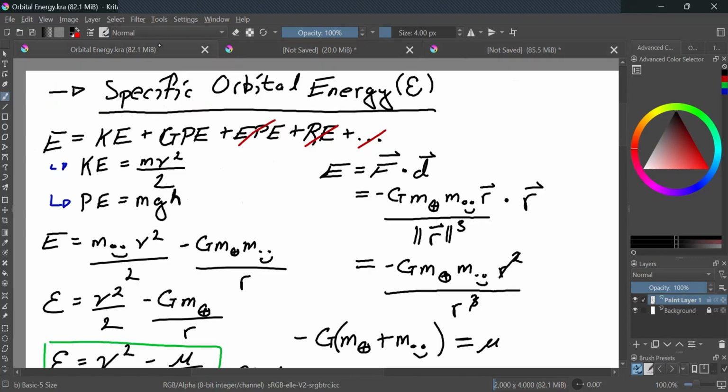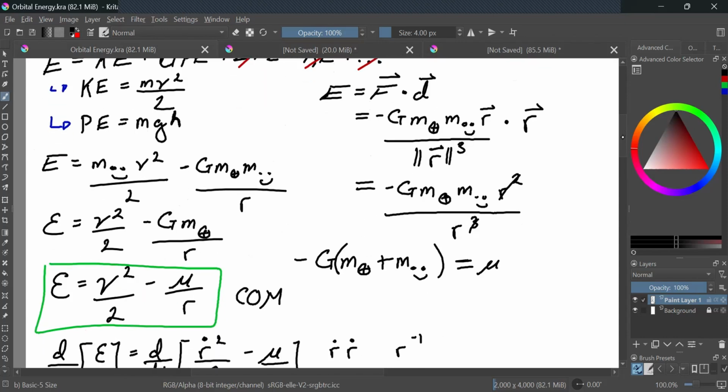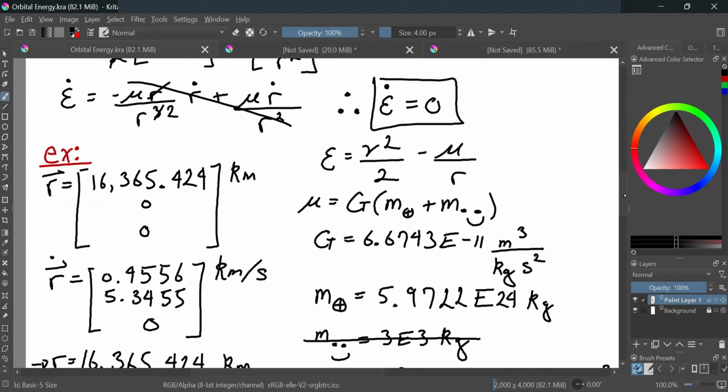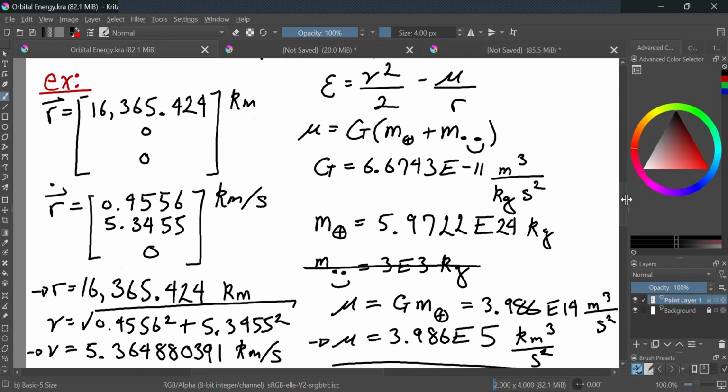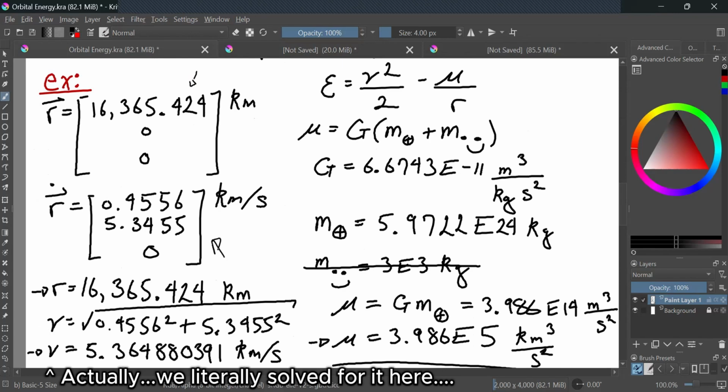So if we go over to our specific orbital energy page, scroll down, let's go down to the example that we've been using before. This is the number that we put in, and if you do the math of this, just the square root of 1 squared plus the other squared, you will actually end up with 5.36 kilometers per second.